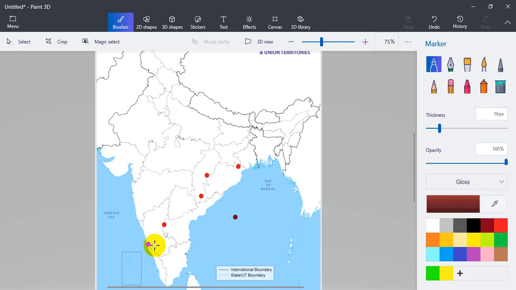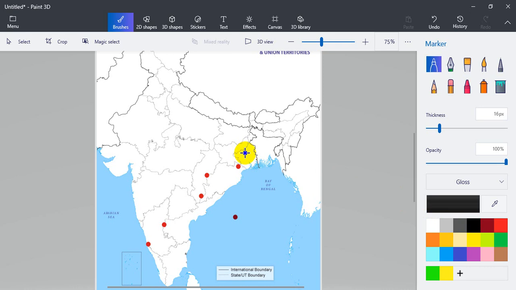Then it is directly for the coal fields. Now for the coal mines, the number one plotting is for Raniganj. It is just a bit above the Tropic of Cancer, Raniganj.